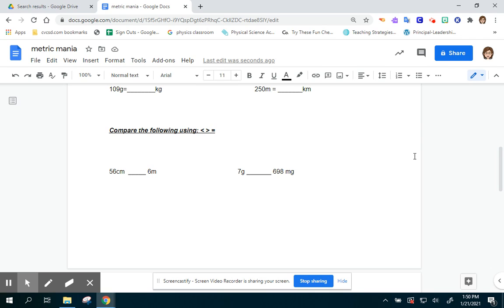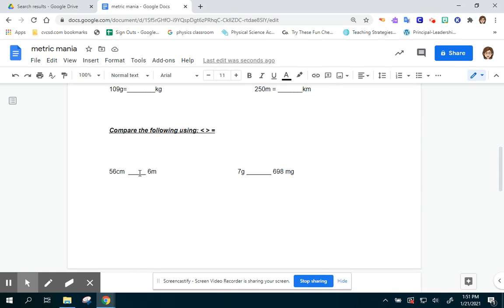Now we have comparisons to do down here at the bottom. And the best thing to do when you compare is to convert them all to the same unit. So here we have centimeters versus meters. Okay, so it's hard for us to compare those without them being in the same unit. But if we made them both centimeters, or we made them both meters, it would be really easy because you would just see which number is bigger. So let's go ahead and convert.